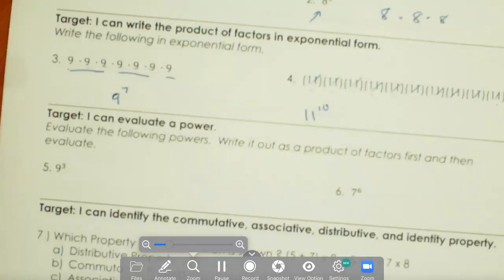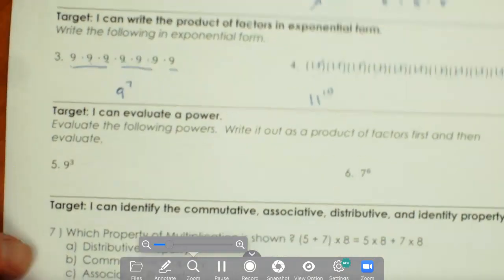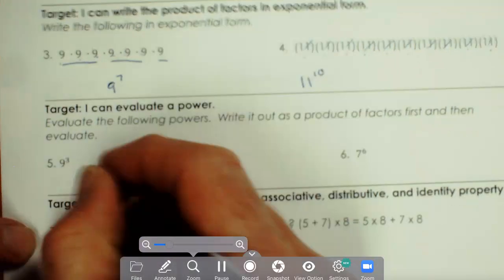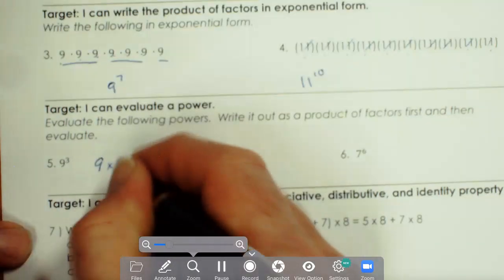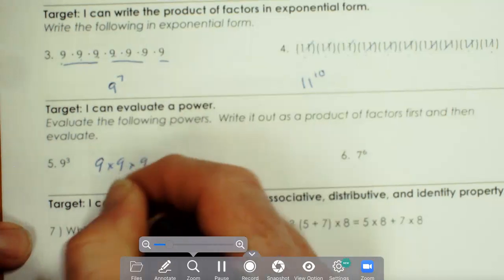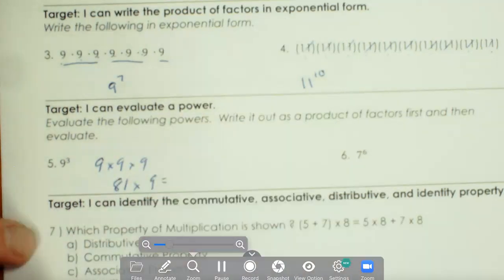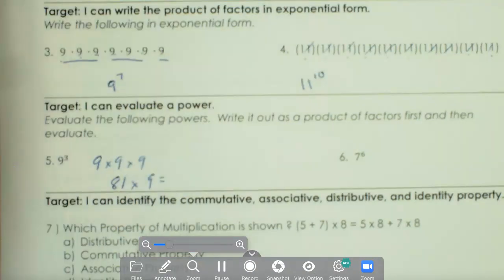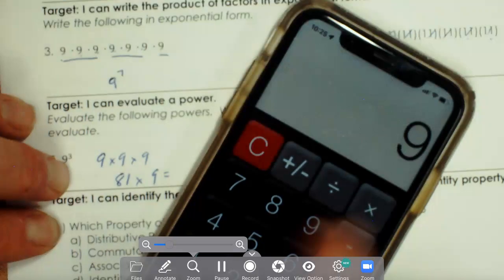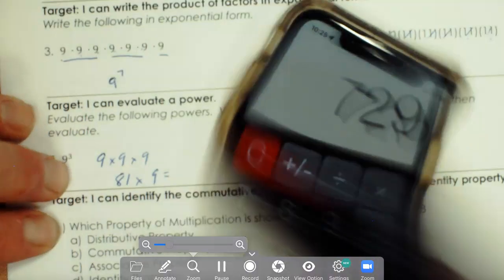All right, I can evaluate, and here you can use your calculator. So this is 9 to the 3rd, so in your calculator, just put 9 times 9 times 9. 9 times 9 is 81. I believe that's 729. Let me just check on my calculator. 9 times 9 times 9 is 729.